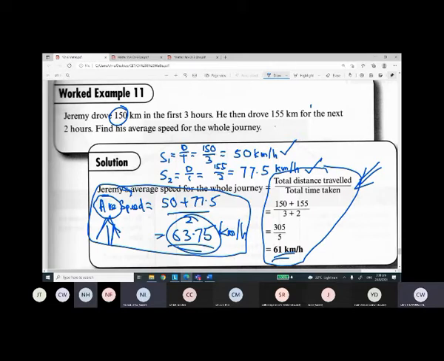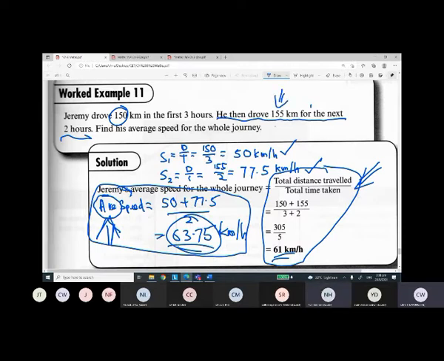So the first, well, the second method, right? Where do you get the 2? Do you get the 2 from the 155? Where did I get the 2 from? The 2 is from here. You look at the second statement: he then drove 155 kilometers for the next 2 hours. I get the 2 from here.